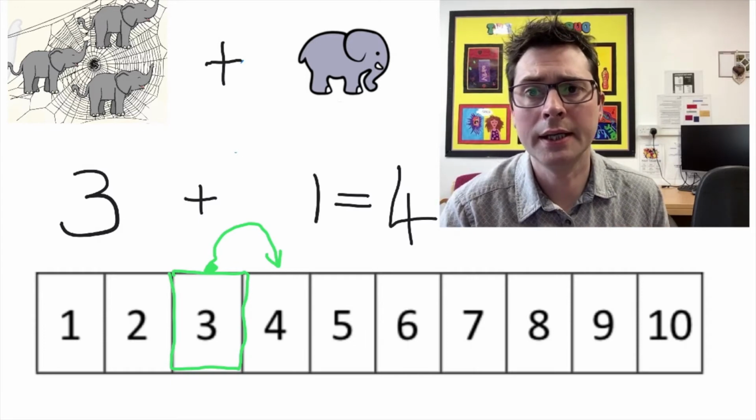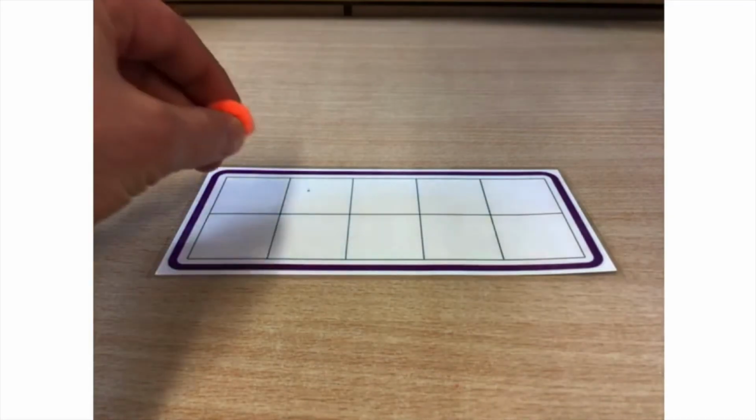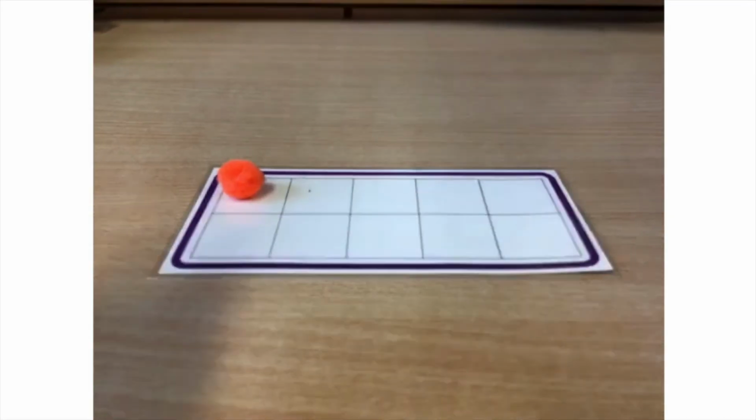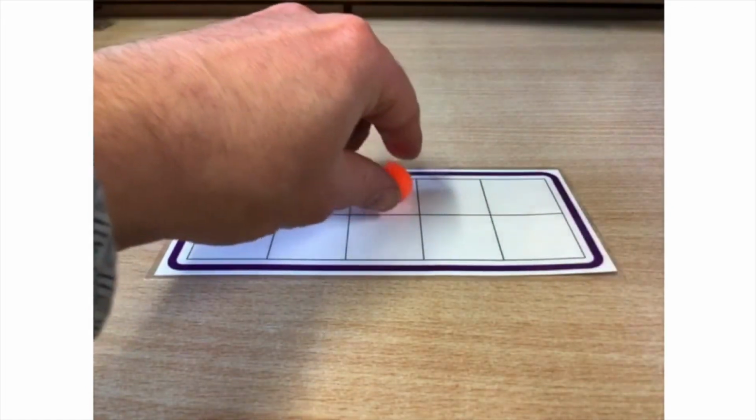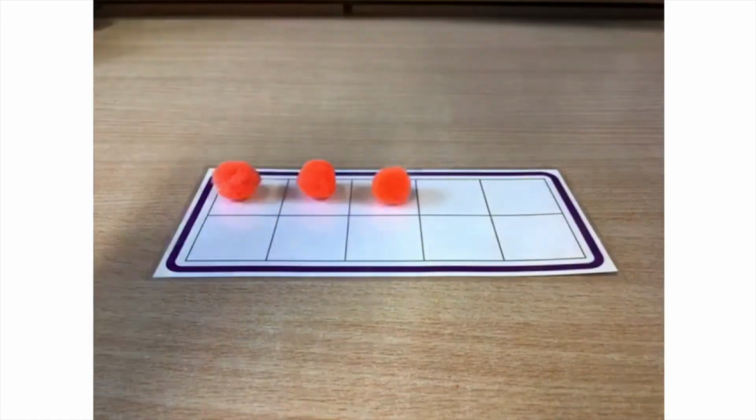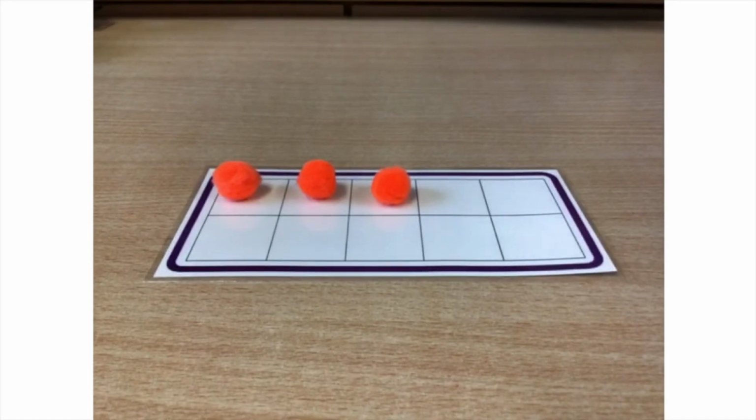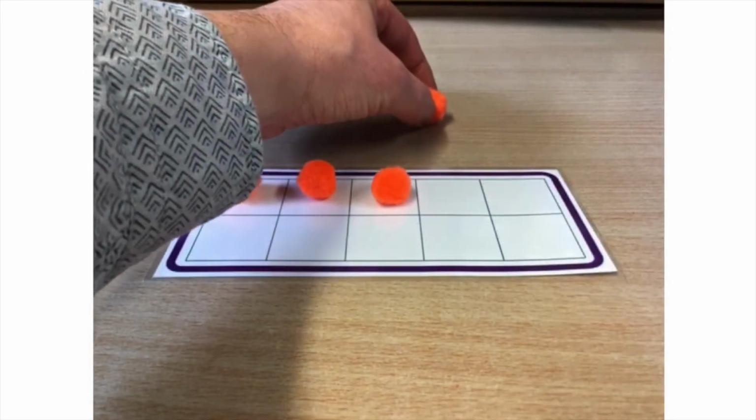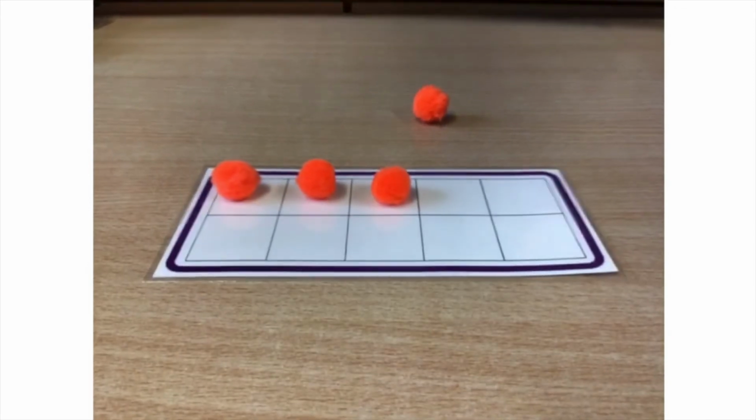This is what it looks like on a tens frame. So there is my tens frame. Now remember, we started with 1, 2, 3 elephants. I'm using little orange pom-poms to represent the elephants in my story. Now, we all know that 3 elephants were playing on the spider web and they called for another elephant to come along.